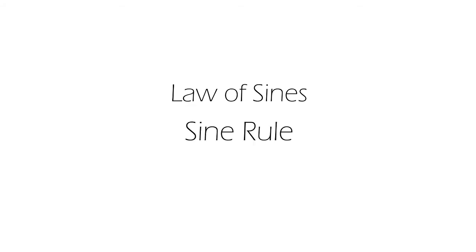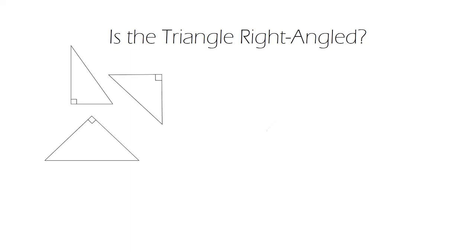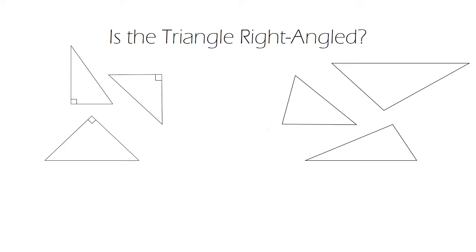We are going over when to use, how to use, and 4 examples of using the law of sines, aka the sine rule. The first question you want to ask yourself is: is the triangle right angled? Meaning, does it look like these on the left or does it look like these on the right? These on the left, in fact, are our right angled triangles, as you can see by the little square box in each corner. These typically represent a 90-degree angle, aka right angled.